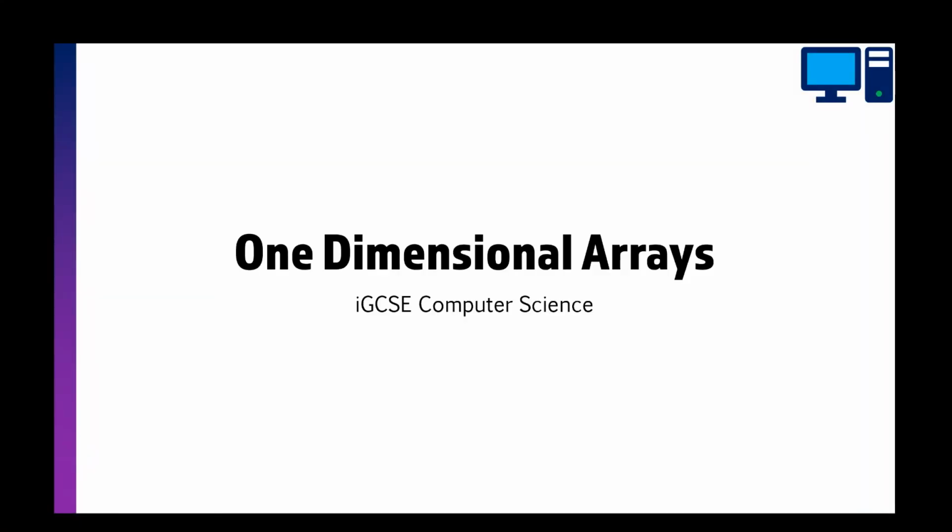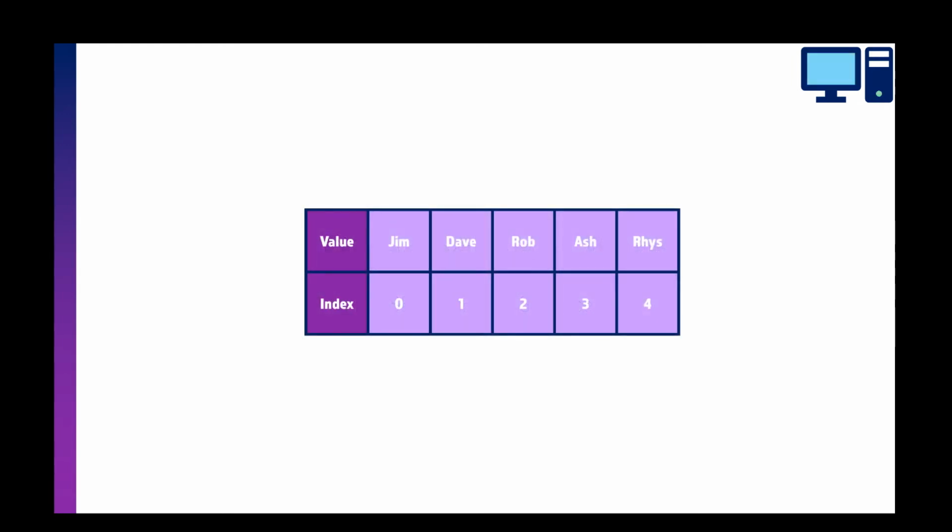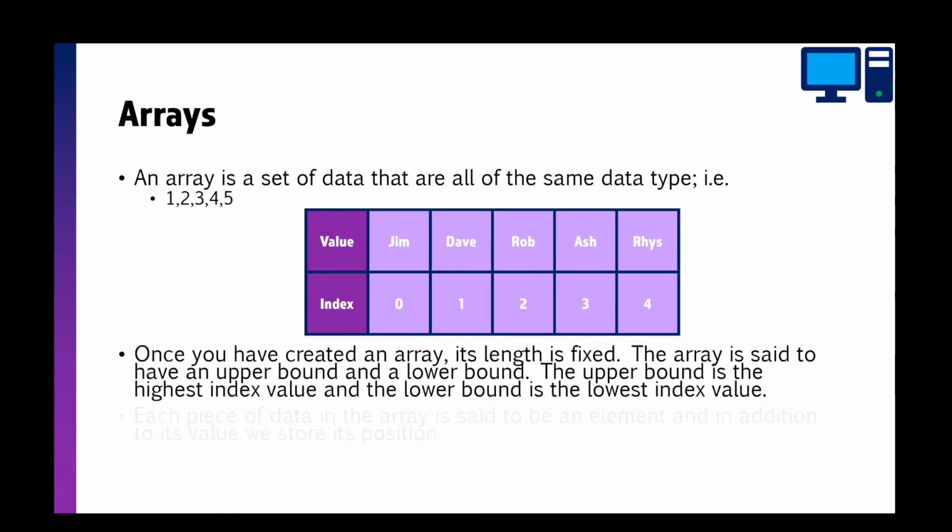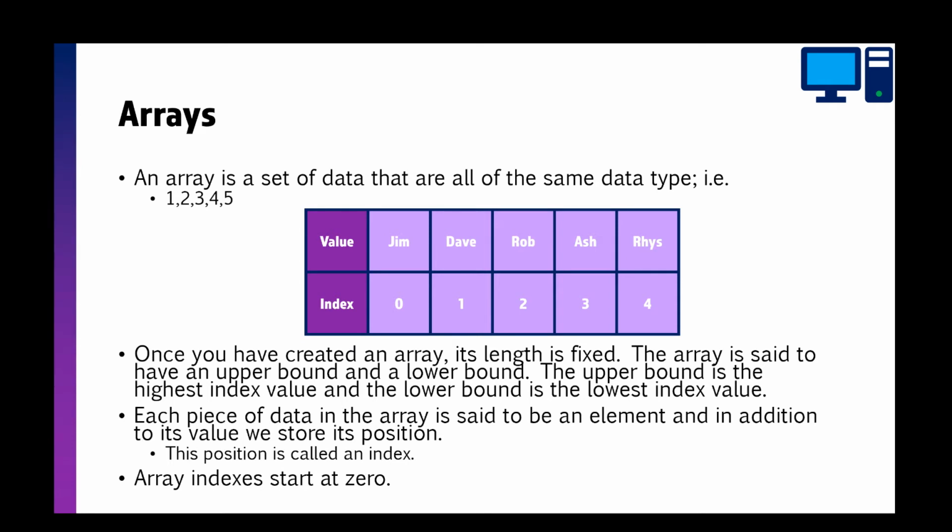In this video, we'll take a look at one-dimensional arrays for our GCSE computer science. So first things first, an array is a set of data that are all of the same data type. So they'll all be of type integer, all of type string, all of type char, whatever the data type is, they all need to be the same. So you couldn't have an array that said Jim, 37, exclamation mark, 42.3, because that wouldn't work, because they are different data types.